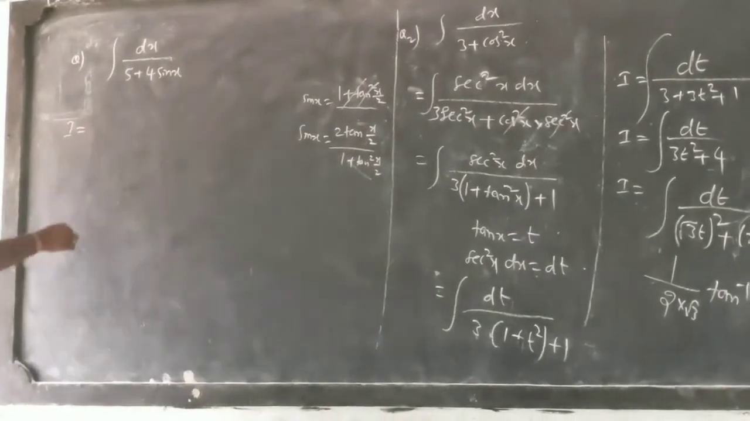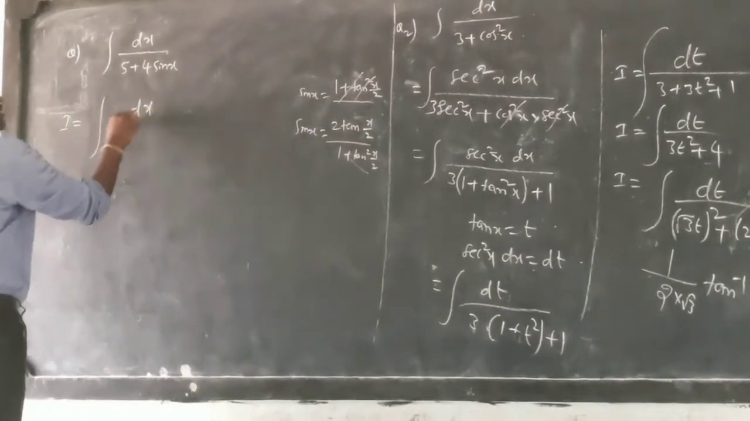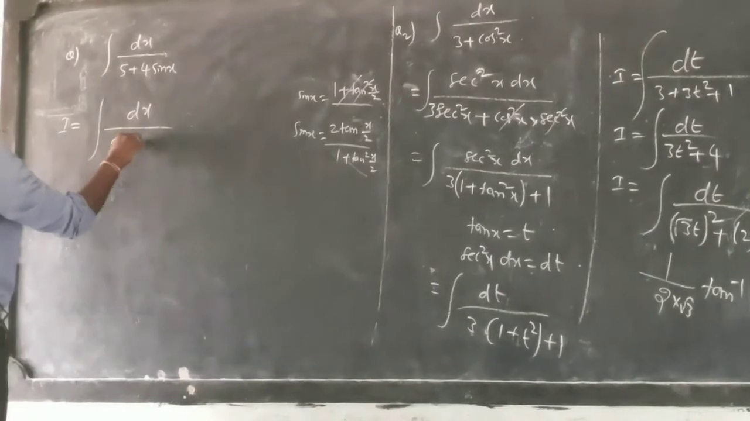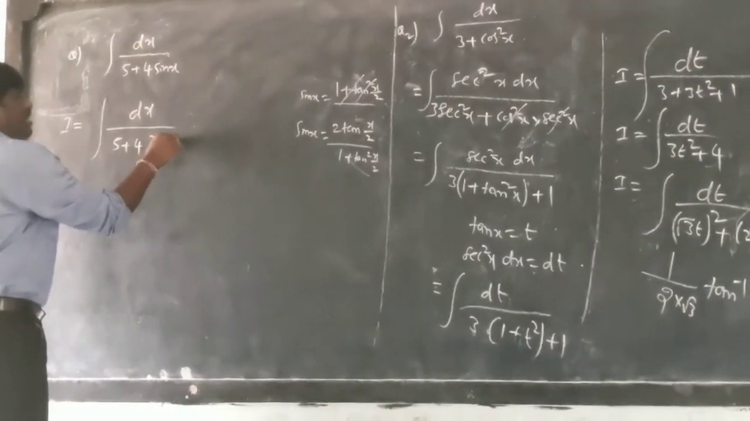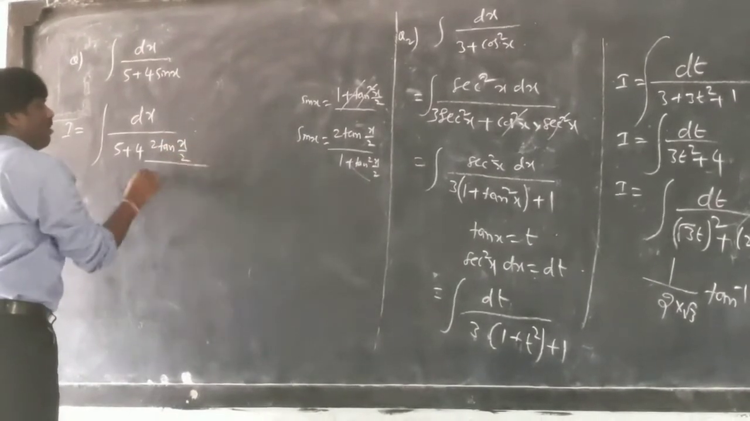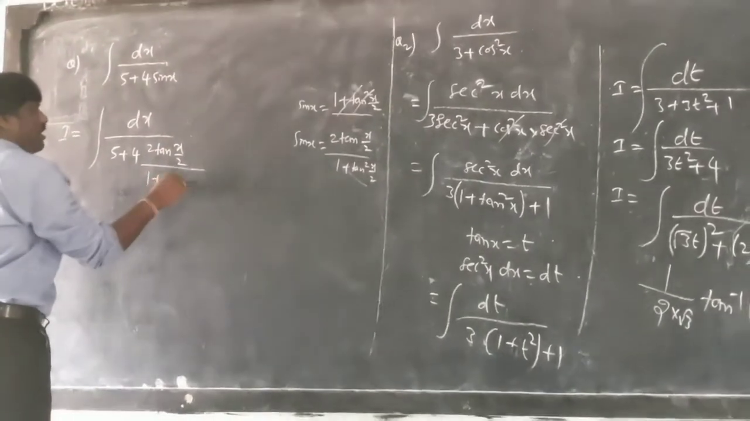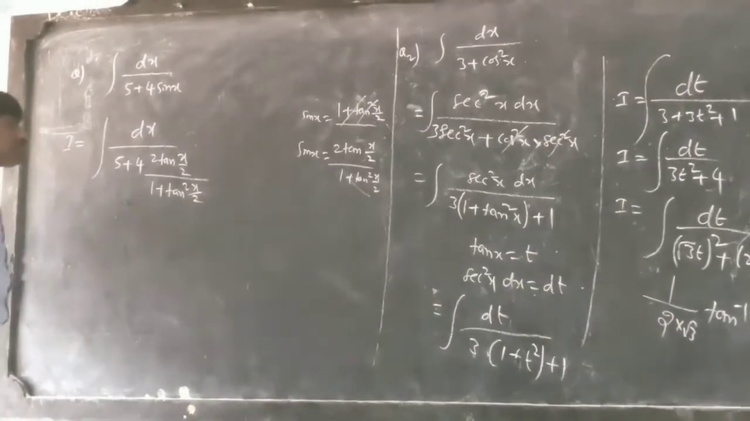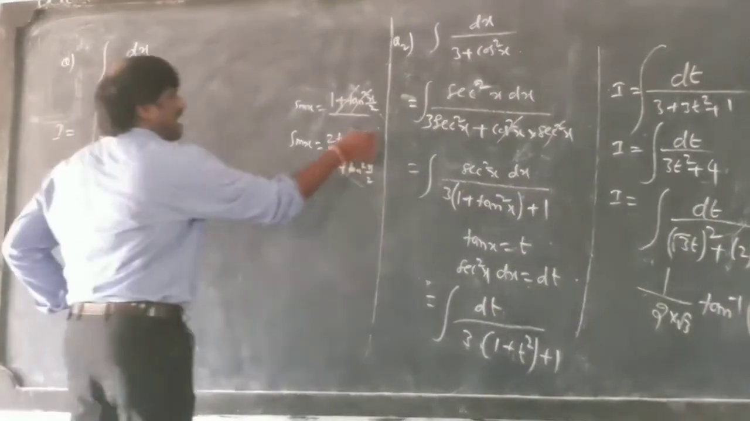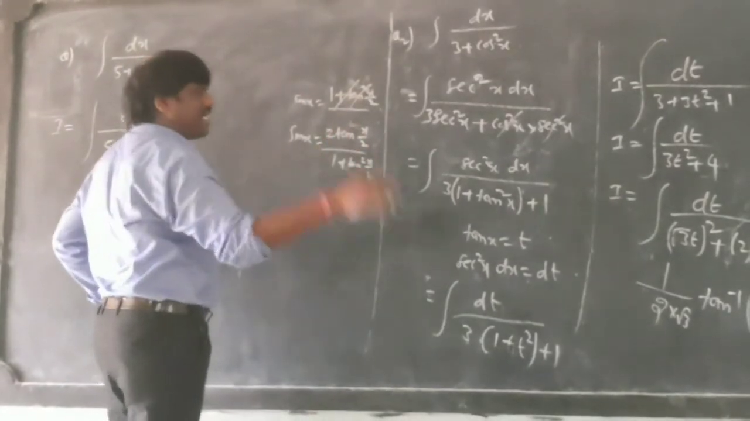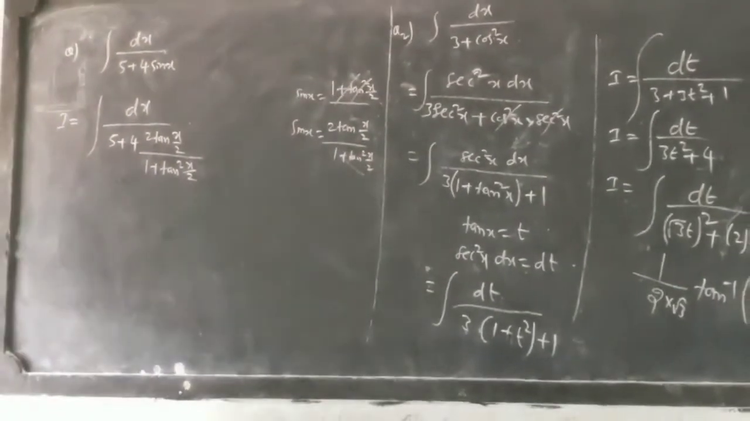I is equal to, what we can write as, the integration of dx upon 5 plus 4 into sin x, which can be used as 2 tan x by 2 upon 1 plus tan square x by 2. This is what we have to use. See, for time being, this tan x by 2, you can take as t, consider t and do, that will be the easiest way.